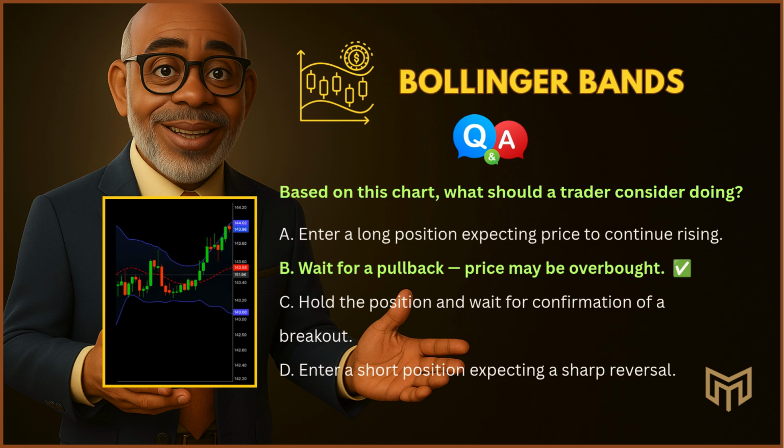And D, entering a short position expecting a sharp reversal. The upper band signals caution, not a guaranteed reversal. Jumping into a short without further confirmation is just trading in the opposite direction impulsively. When price touches the upper band, respect the signal. Let the market show you what it wants to do next. Now you know.